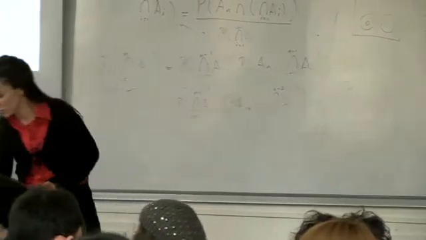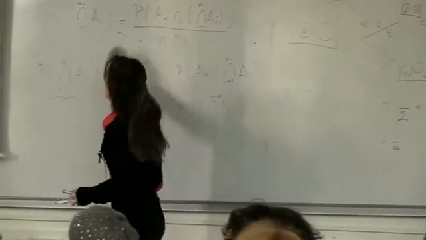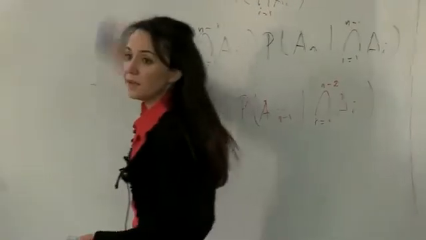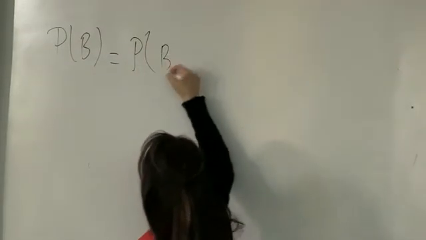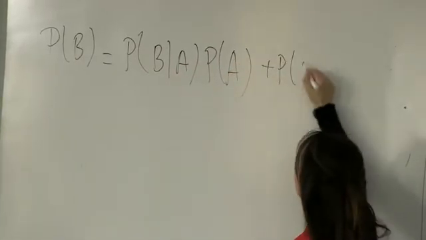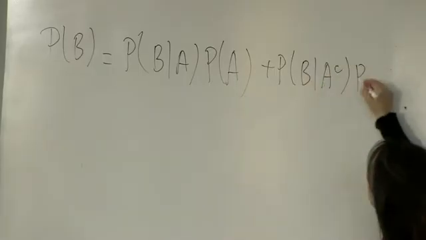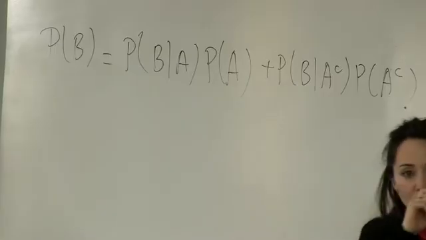So a common partition that we often use is one set A and its complement. Okay, so take any set A from the sample space and use A and A complement as the partition. Okay? So probability of B is probability B given A times probability A plus probability of B given A complement times the probability of A complement, right? Quite obvious.